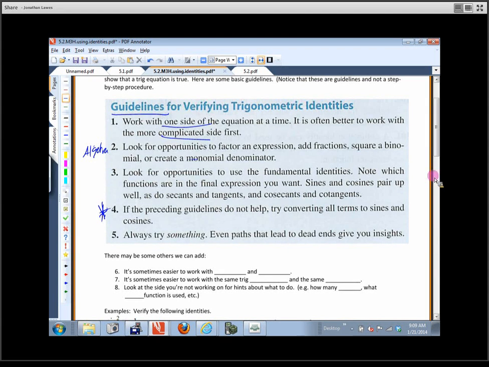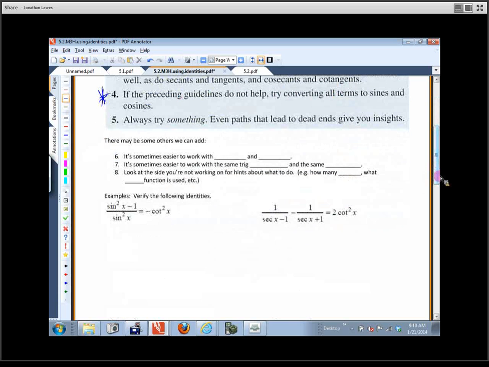Okay, so let me just add this, and I'll have to adjust these because I didn't realize this. Sometimes it's easier to work with sine and cosine. I like doing that, generally speaking.